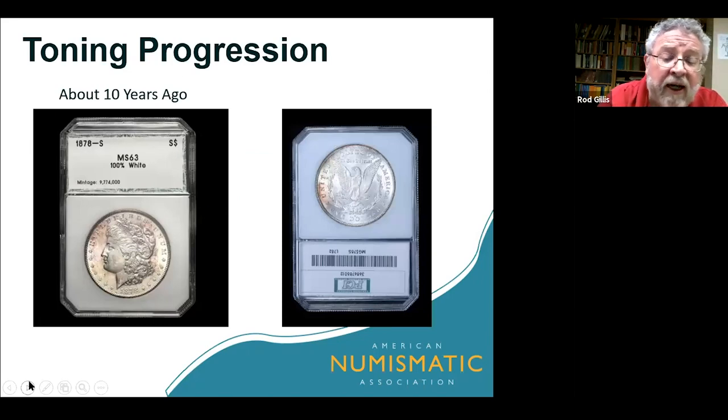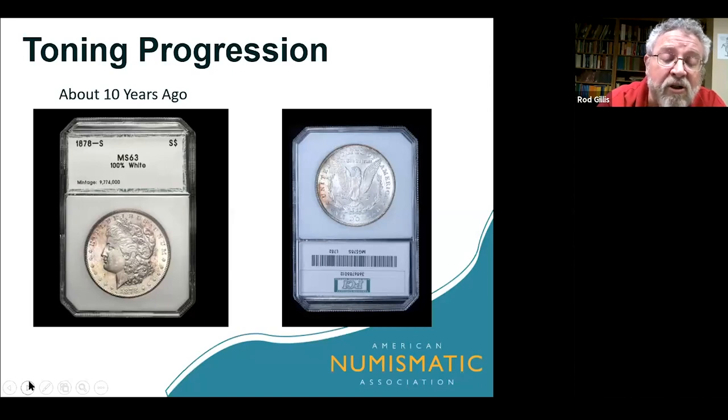Toning. People often ask me, once a coin has been slabbed, can it tone inside a slab? Okay. So here's a coin. This is actually in my collection. Here's a Morgan Dollar, 1878-S. And it was listed by the company that graded this coin as MS63. But more importantly, look at the label. It says 100% white. So what that tells me is that at the time that this coin was actually put into a holder, it was blazing white.